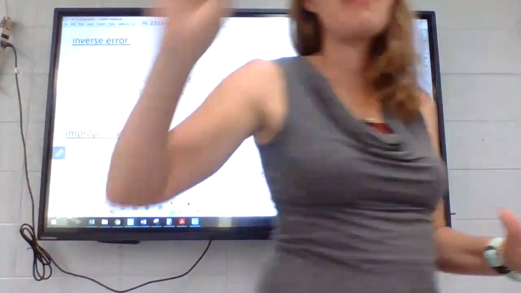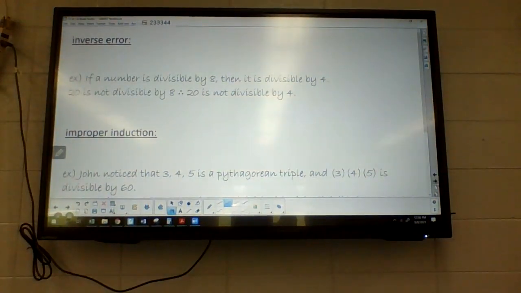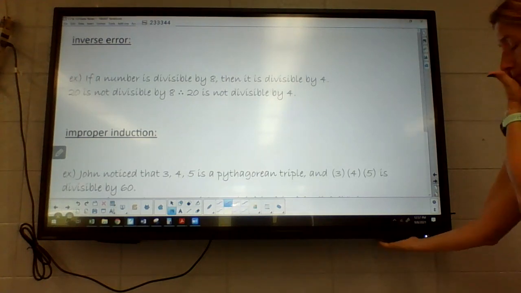You can't assume that if an if-then statement is true, that its inverse is going to be true. That's typically not the case. So we're going to talk about the inverse error, just like we did the converse error, and hopefully make sense of that. So the inverse error is basically the fact that you're following the inverse. So the inverse doesn't automatically tell us a true statement.